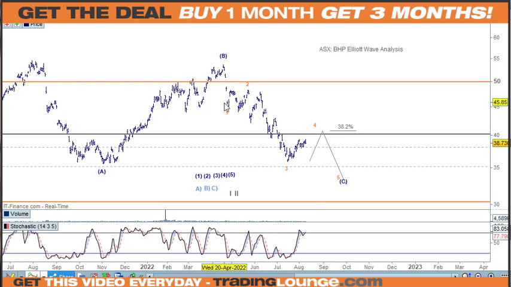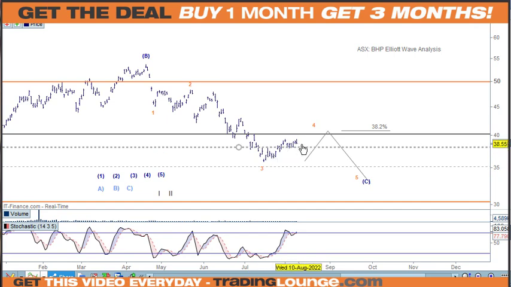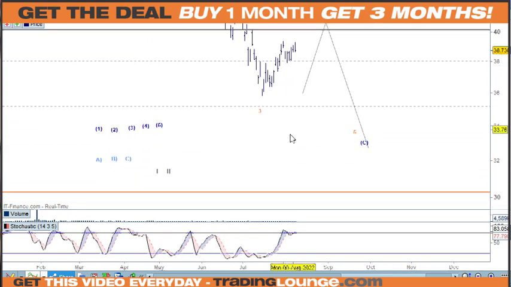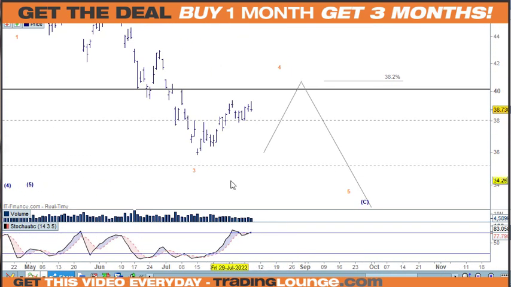Sometimes BHP is a little bit hard to count because it's like Swiss cheese, but 1 and ABC for 2 here, then 1 and 2 and 3 and 4, and then coming down for 5 here, something like that anyway. And this would be wave 4, the 38.2% retracement, just above the 40 there. It does appear that we've got a little impulse wave here, so it may hold up a little bit longer than I thought, because that looks impulsive at this point.